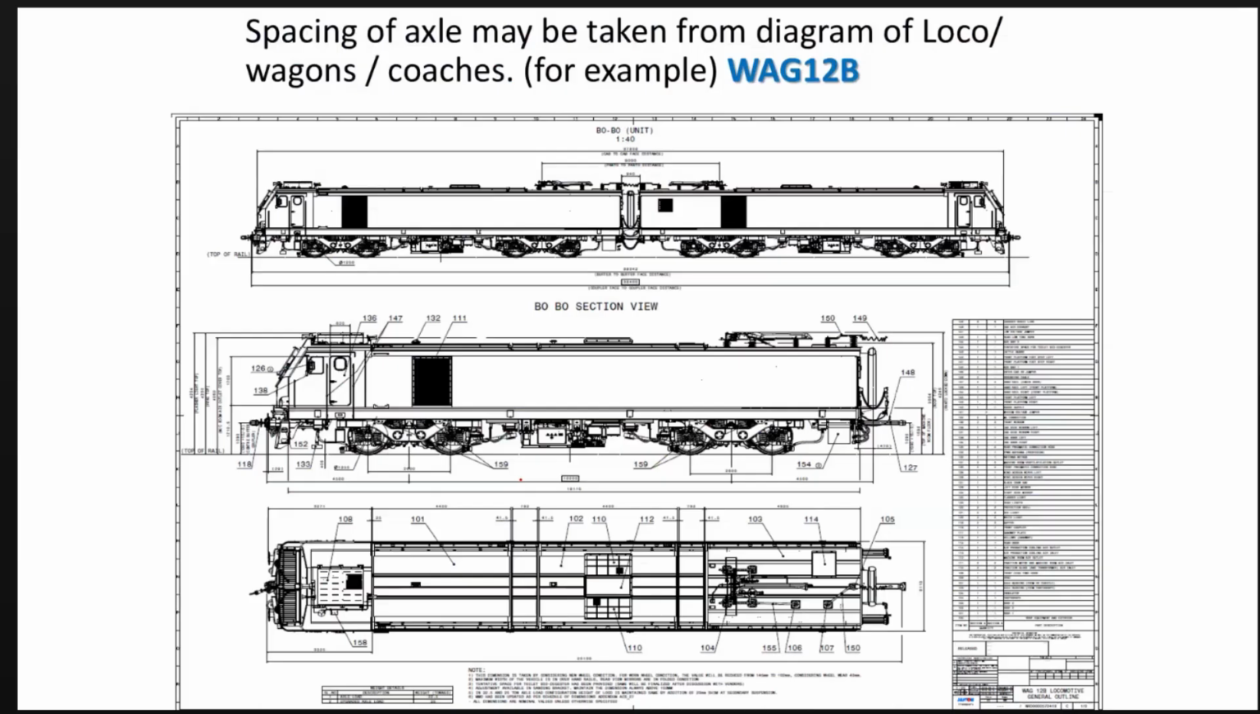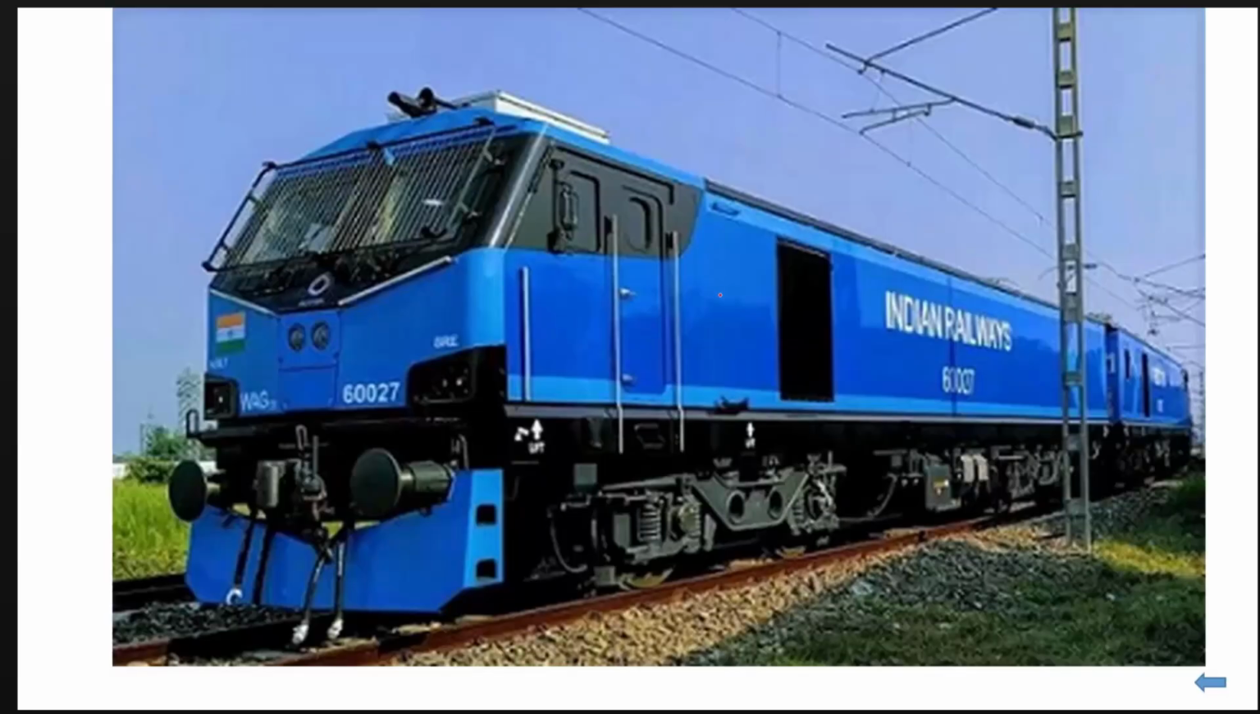The same about the WAG 12B. This is basically a twin loco, right? So twin loco basically is a Bo-Bo type twin loco. So for higher speed they have designed this type of loco. This may be seen as WAG 12B.